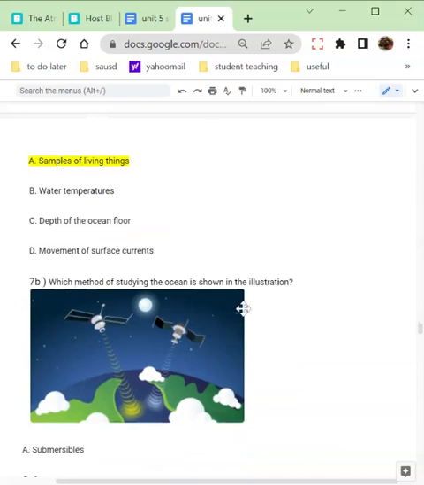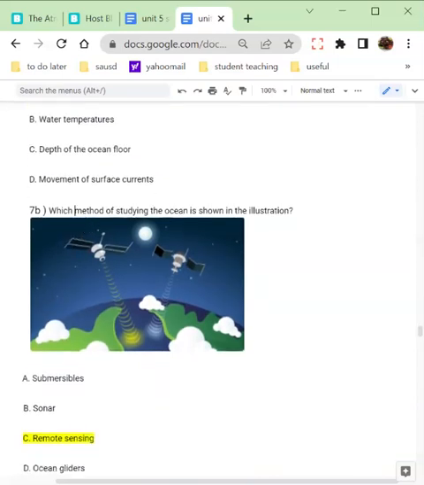Okay, and 7B, which method of studying the ocean is shown in the illustration? That is remote sensing. So like what we were just talking about.